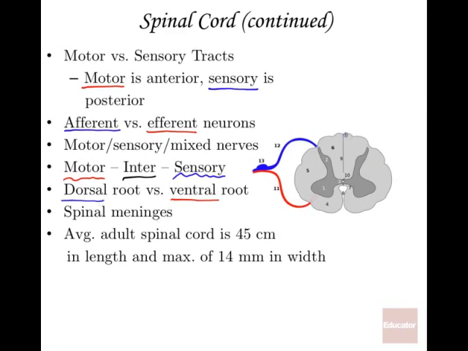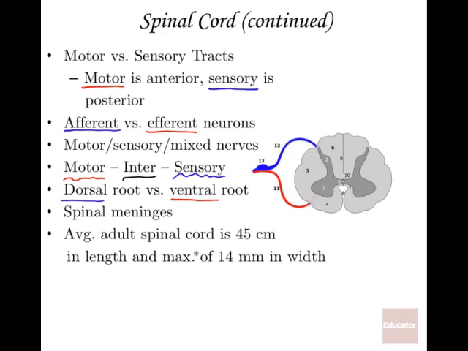The spinal meninges: you're also going to have that layer of connective tissue sheathing, enveloping the spinal cord as you did with the brain in previous lessons. So along the outside of this, you're going to have those meningeal layers.